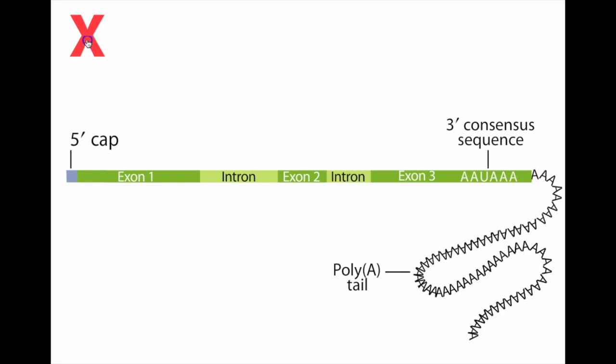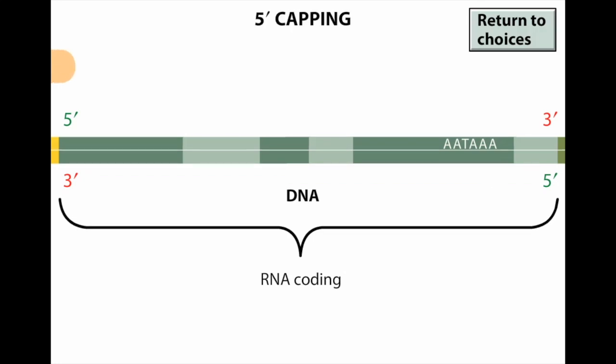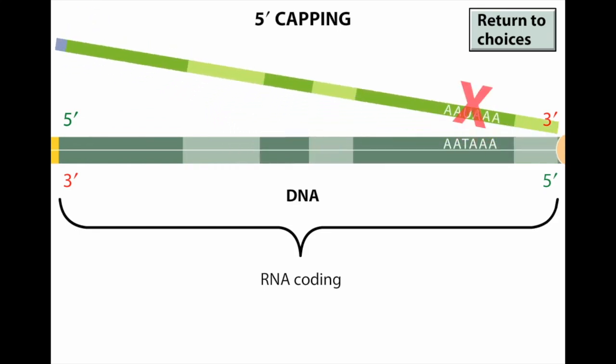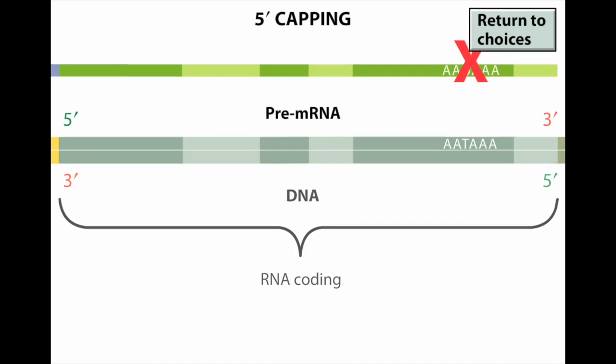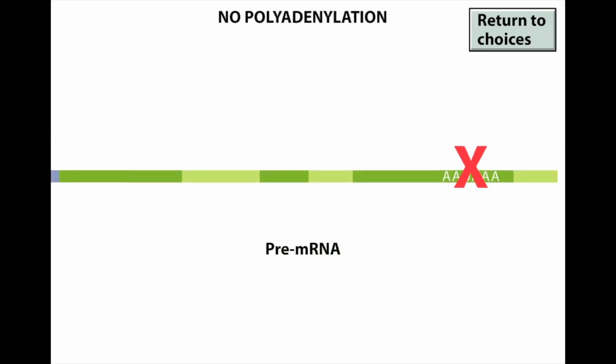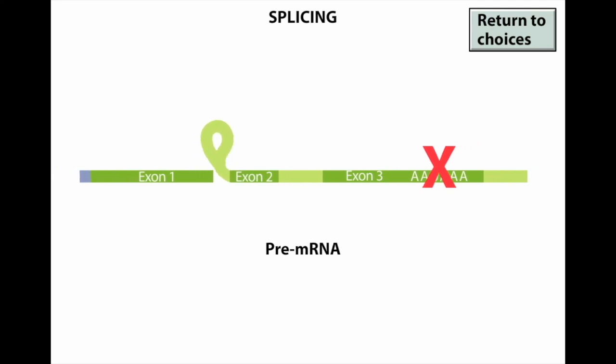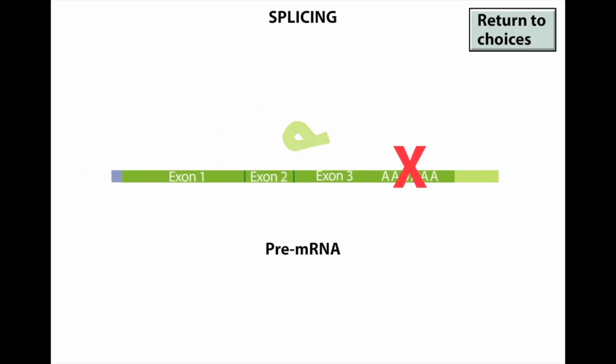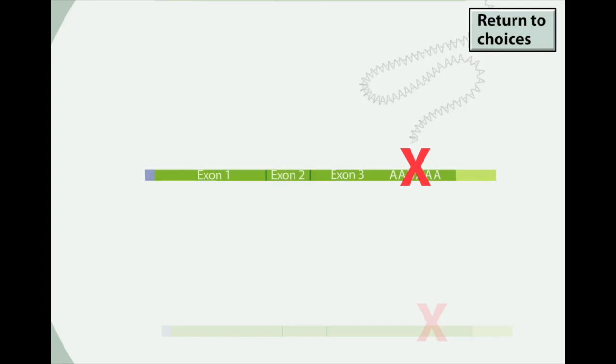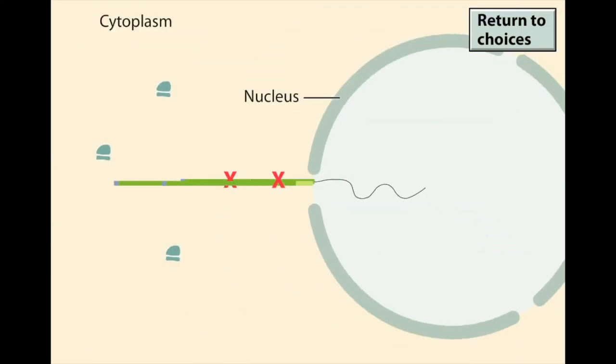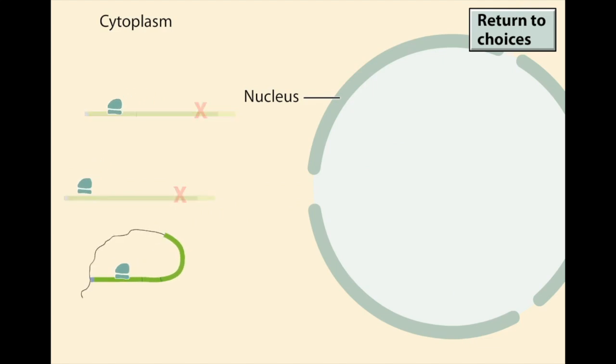Let's see what happens if there are problems in polyadenylation. If the 3' consensus sequence does not function properly, the cleavage of the pre-mRNA cannot take place. The result is mRNA lacking a poly-A tail. Splicing will take place normally in mRNA lacking a poly-A tail. However, an mRNA that lacks a poly-A tail is unstable and quickly degraded by cellular enzymes. Therefore, it will not be available for translation.